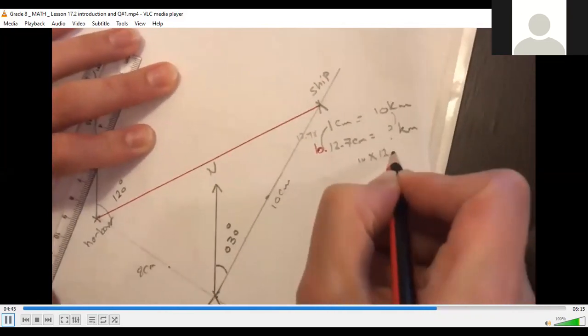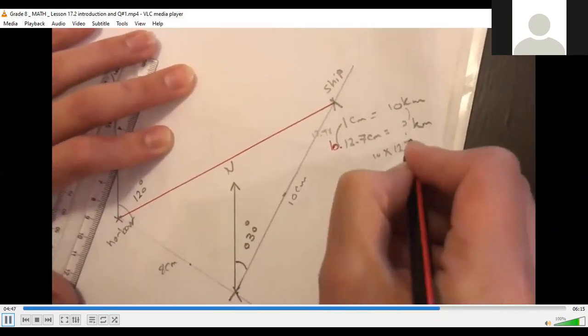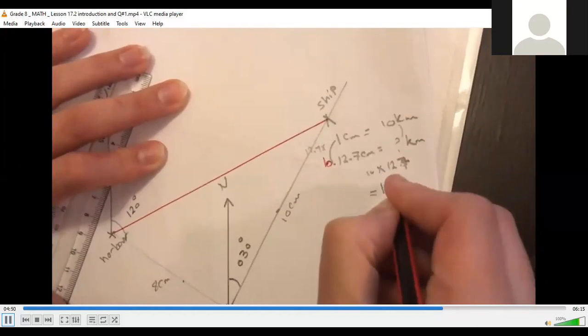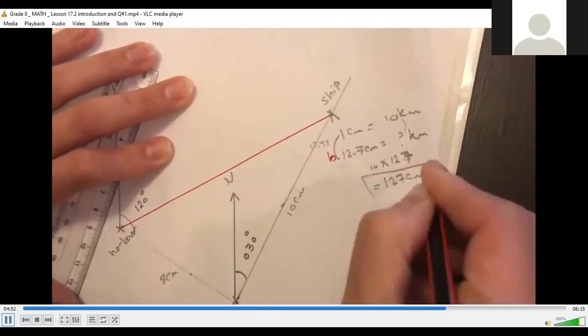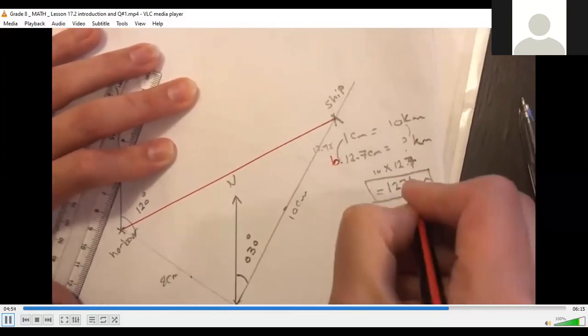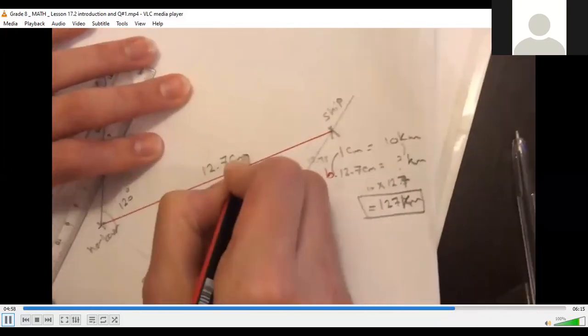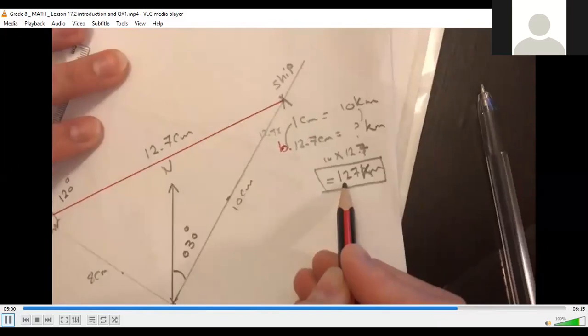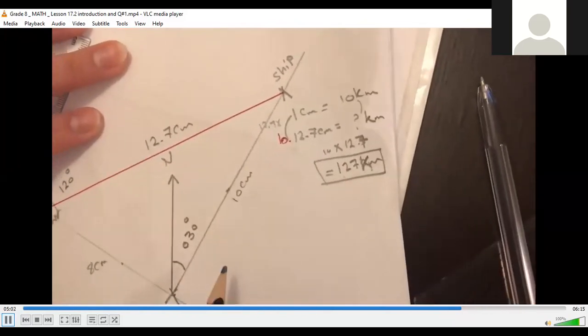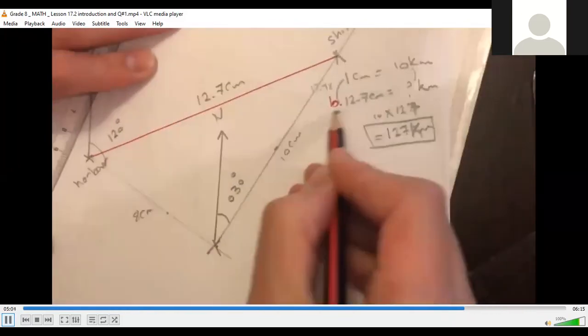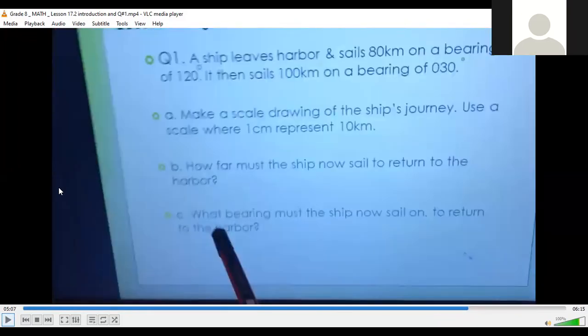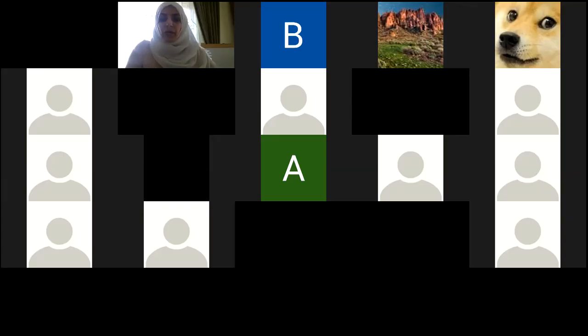10 times 12.7, and my answer is 127 centimeters. Sorry, this is in kilometers. So 12.7 centimeters equals 127 kilometers in real life. So this is the second part. Part C. Okay, any question about part B? Any question about part B? How can we do it?